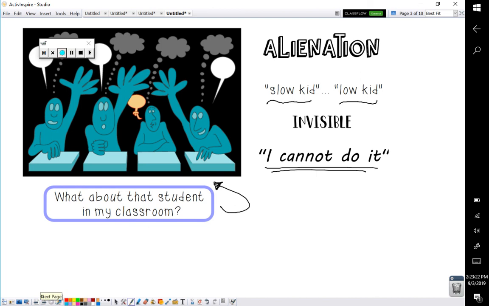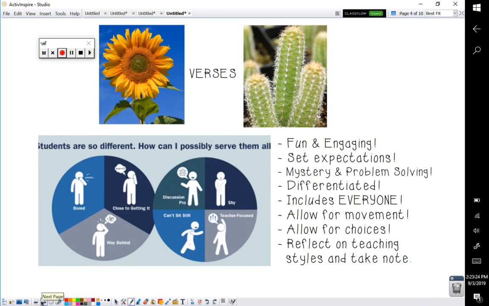The next image that I chose shows that students are so different. How can I possibly serve them? I picked a sunflower and a cactus. Let's talk about the sunflower and the cactus. How can we nurture a cactus and a sunflower the same way? The truth is we cannot. Both types of plants have different needs, and in order to grow, we need to treat them differently. We have to consider this for our students as well.